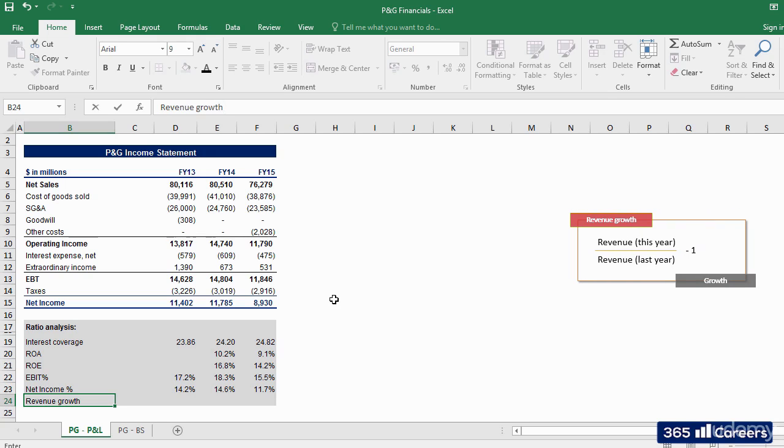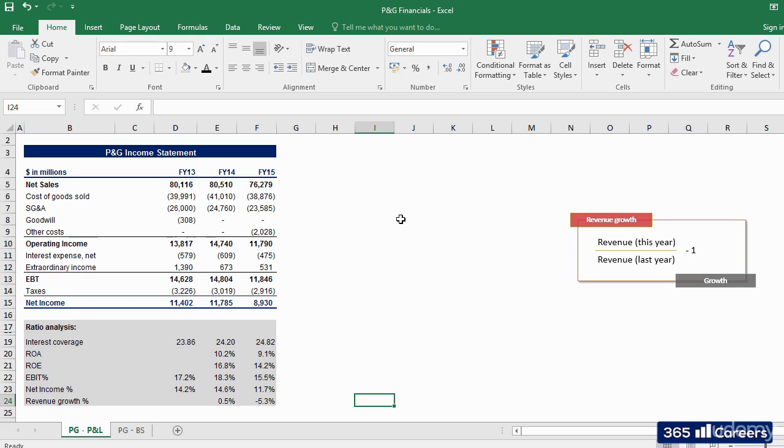I'd like to calculate the growth of sales. And that's why I'll divide the value for 2014 by the value in 2013. And we'll subtract 1. Then I can copy the formula to the right, and we'll have the growth of sales between 2014 and 2015. Sales grew marginally in 2014, 0.5%, and then decreased significantly in 2015, minus 5.3%.